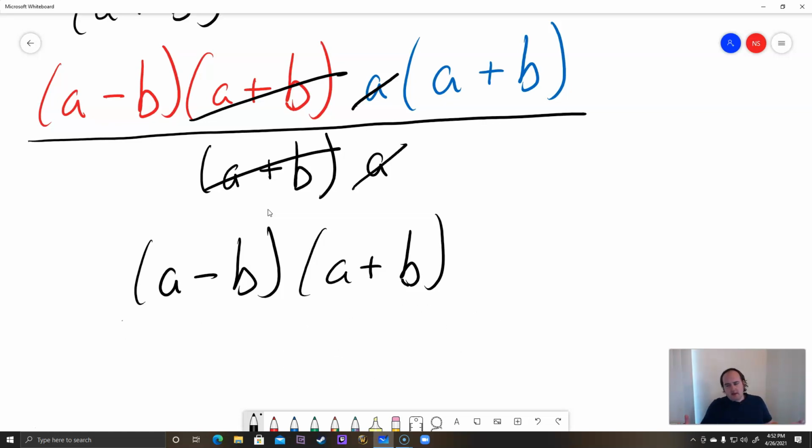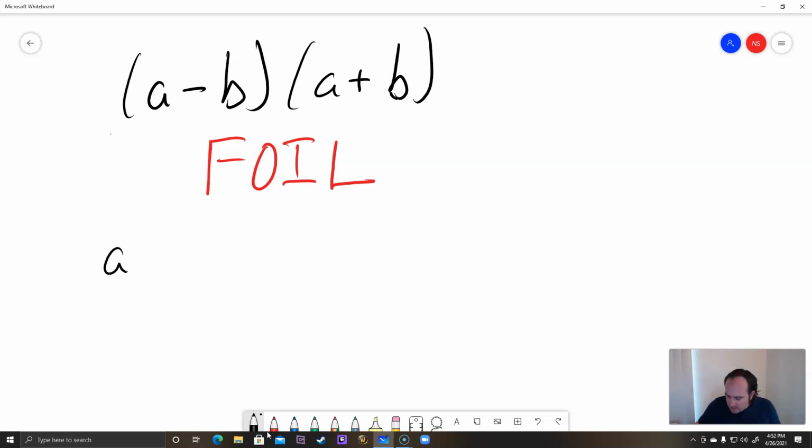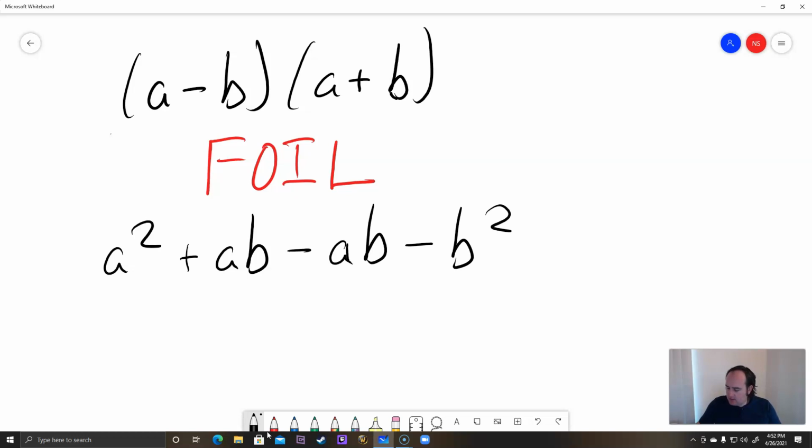So you would think that the answer would be a minus b times a plus b, right? But for some reason on this problem, they actually multiply it out at the end. For whatever reason, MyMathLab actually multiplies this out. So using FOIL, first, outer, inner, last, we get a times a is a squared plus ab minus ab minus b squared. The plus ab and the minus ab cancel out because they're like terms. And that brings us to our answer, which is a squared minus b squared.